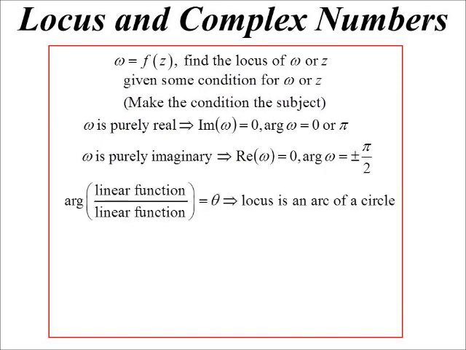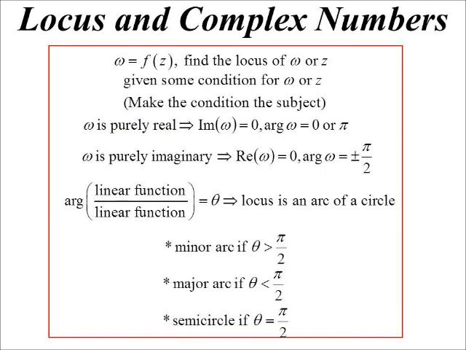Then there's this other sort of thing. For years I had to come up with a way, how do I describe this? So this is how I do it. You see arguments, and then inside the argument you've got a fraction, and on the top there's a linear function, on the bottom there's a linear function, and it's equal to some angle. So that sort of thing, again, when we look at an example, you'll see what I mean. Then I know that that locus will turn out to be an arc of a circle. And when we look at our example, I'll show you why.